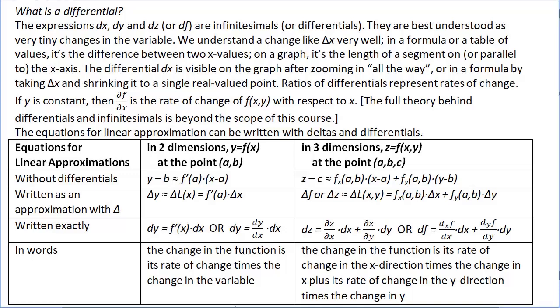Now let's kick it over to the three-dimensional case. Notice that there are two terms. So let's break this down. The change in the function is its rate of change in the x direction times the change in x, that's partial dz dx times dx, plus its rate of change in the y direction times the change in y, and that's partial dz dy times dy. And of course, we could also write that as deltas as an approximation.